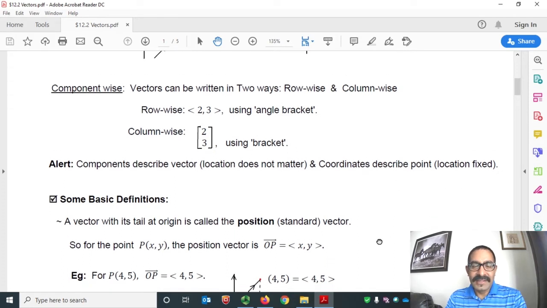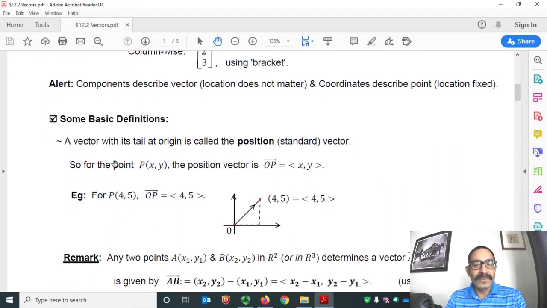Some basic definitions. A vector with its tail at the origin is called the position vector. So for the point P, the position vector is OP. For example, for point P with coordinates 4, 5, its position vector OP is the vector 4, 5. So position vector and the point.